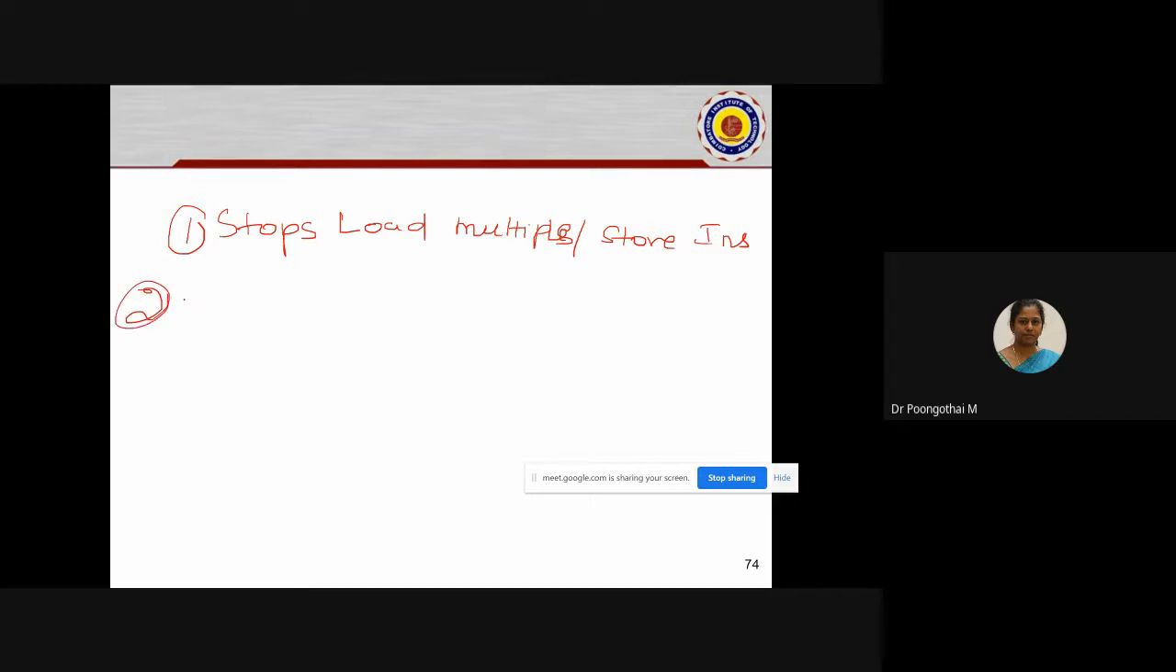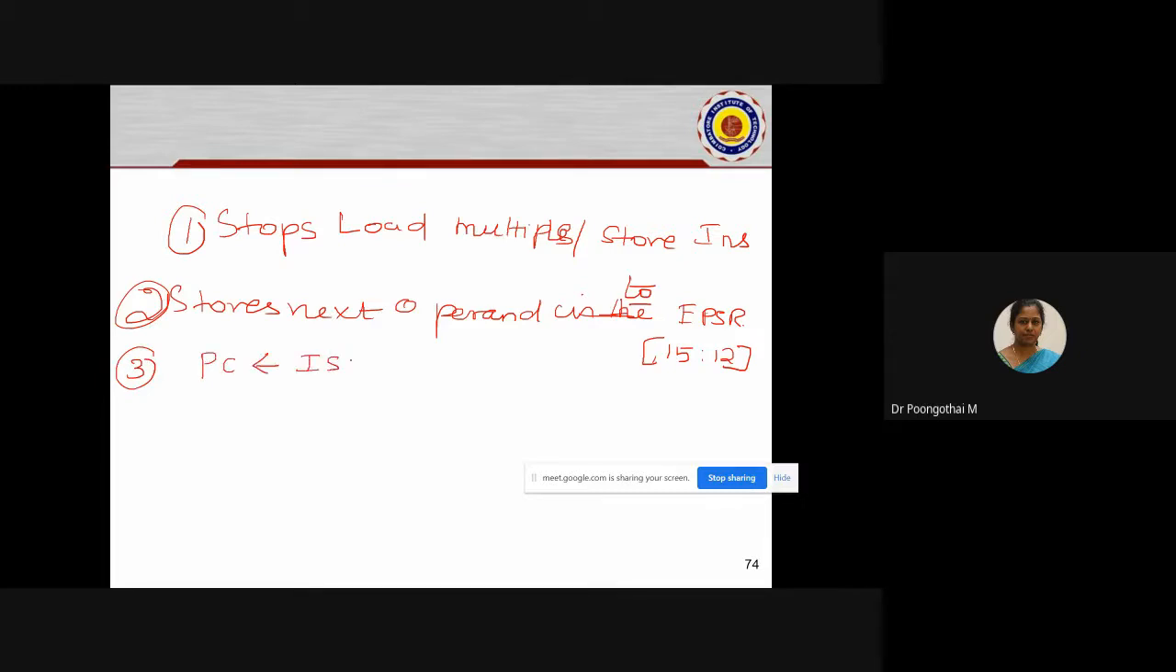The second step: it stores the next operand in the EPSR, that is, it stores the next operand to the EPSR register, in bits 15 to 12. And the third one: your program counter is loaded with the ISR.